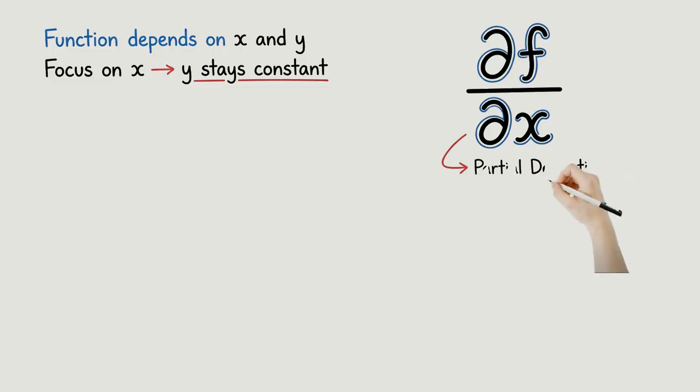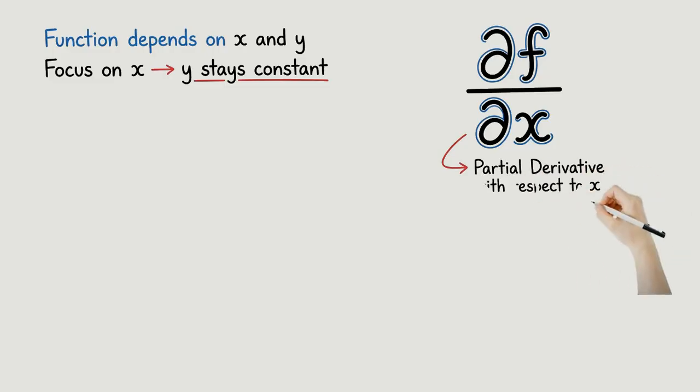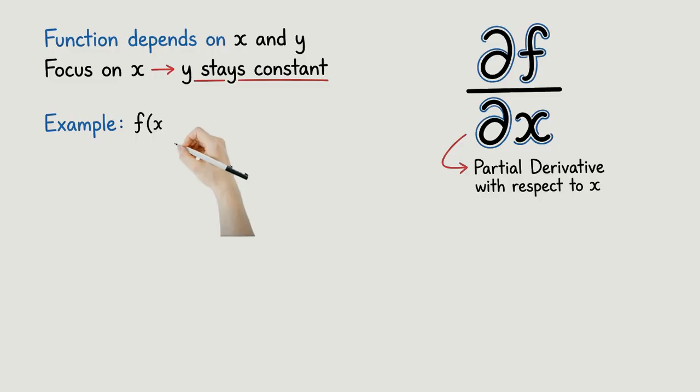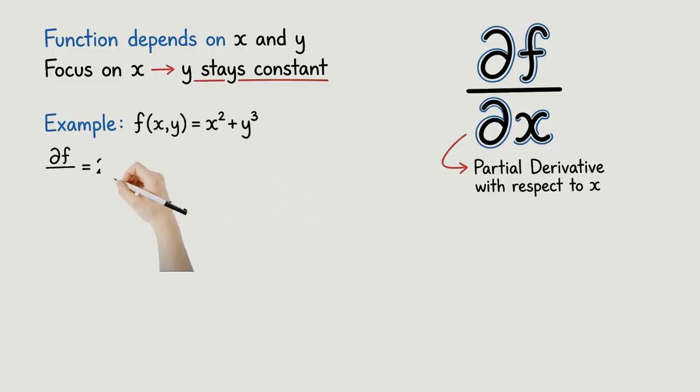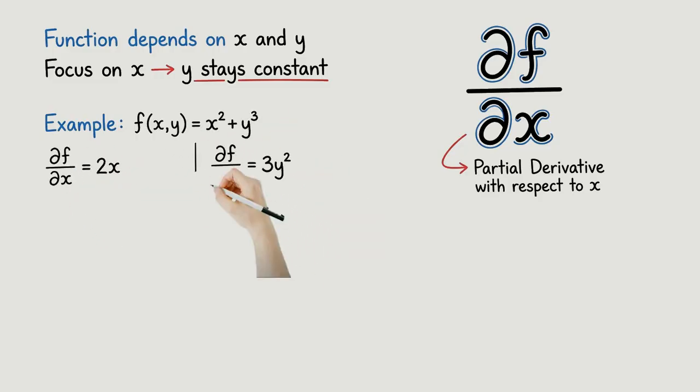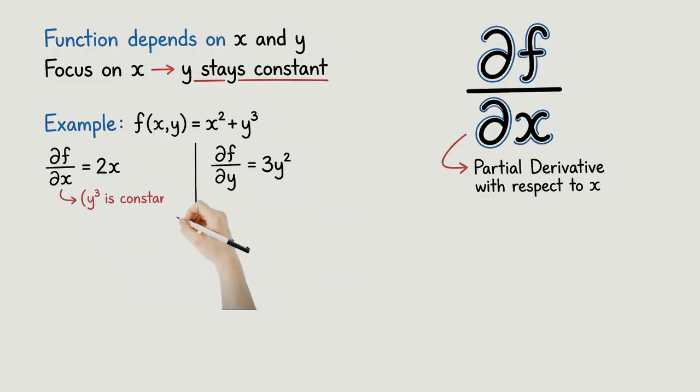Computing one is straightforward. When taking the partial derivative with respect to x, treat every other variable like a constant number. For f of x, y equals x squared plus y cubed, the partial with respect to x is 2x, because y cubed acts like a constant. The partial with respect to y is 3y squared, because x squared acts like a constant.